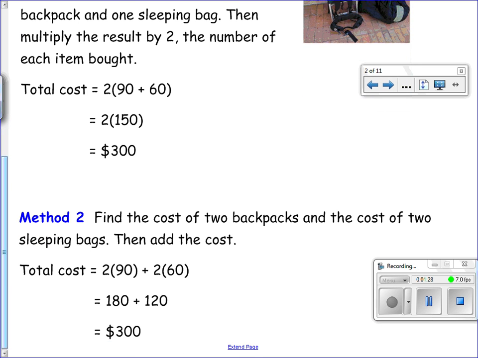The second method is you can find the cost of 2 backpacks and the cost of 2 sleeping bags, then add the cost. So you can do 2 times 90 plus 2 times 60. Simplify that to be 180 plus 120. Your total cost is $300. You get the same answer with the 2 different methods.